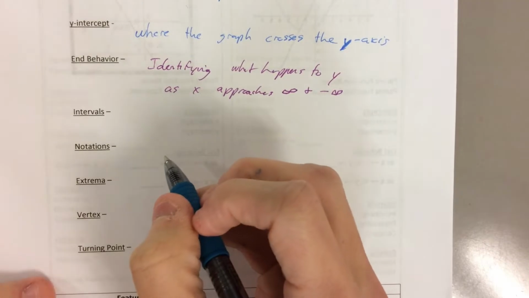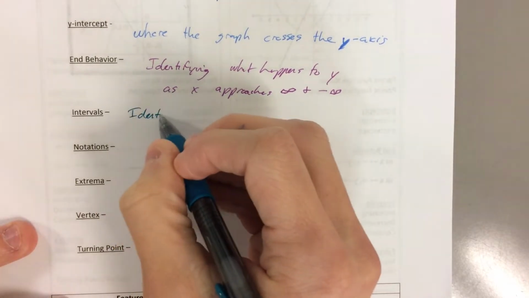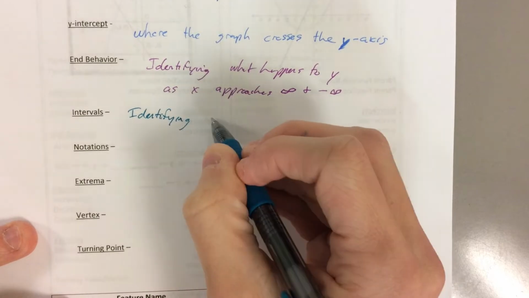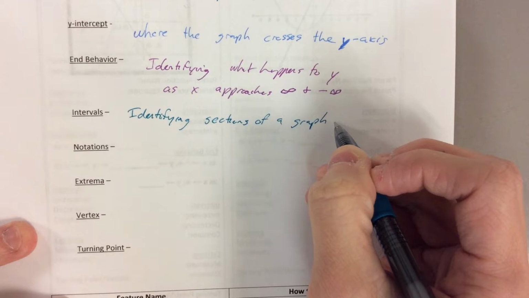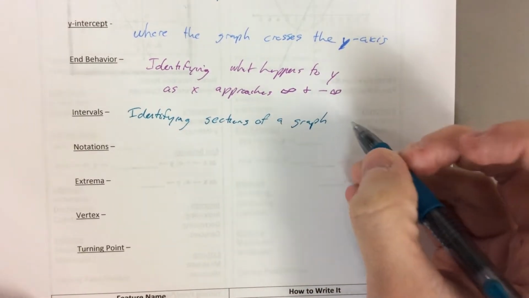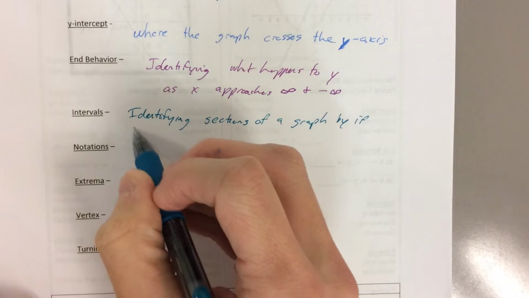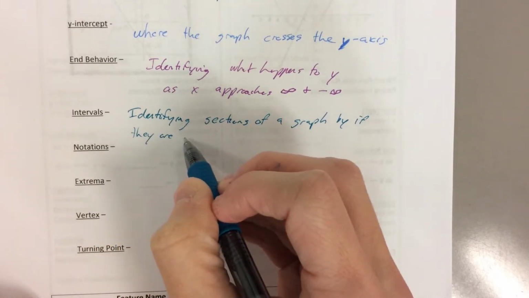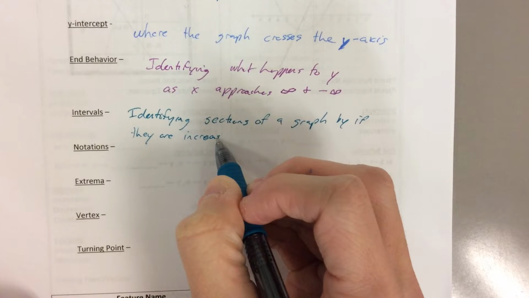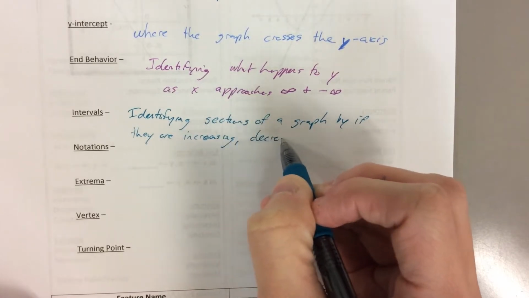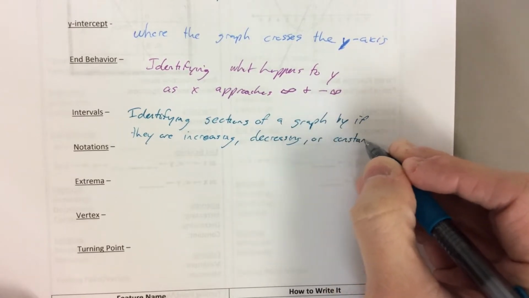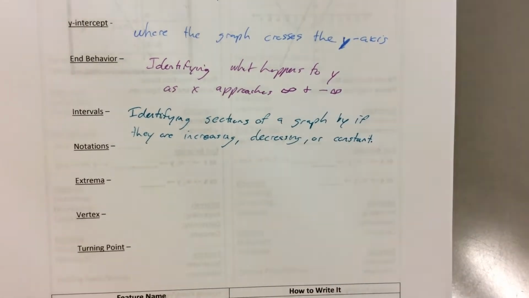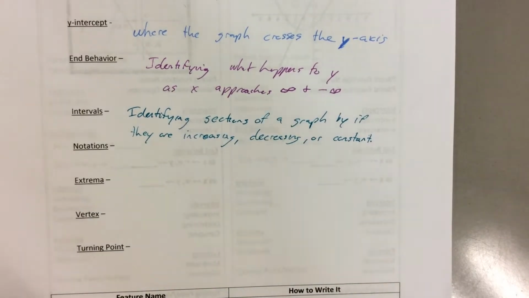So intervals are just simply identifying sections of a graph by if they are increasing, decreasing, or constant. Okay, so intervals are identifying sections of a graph by if they are increasing, decreasing, or constant.